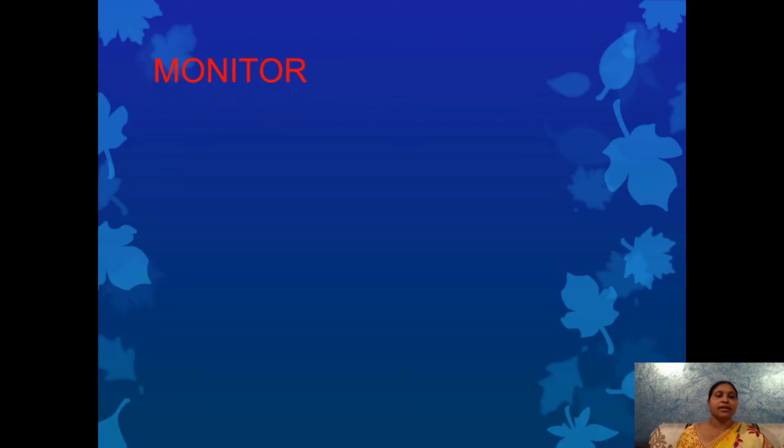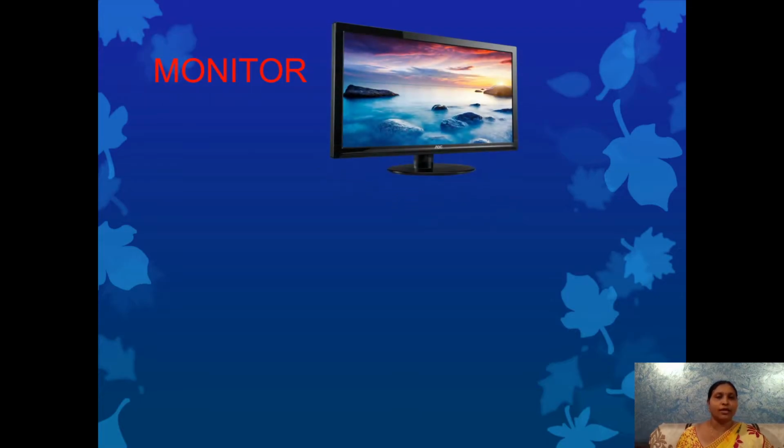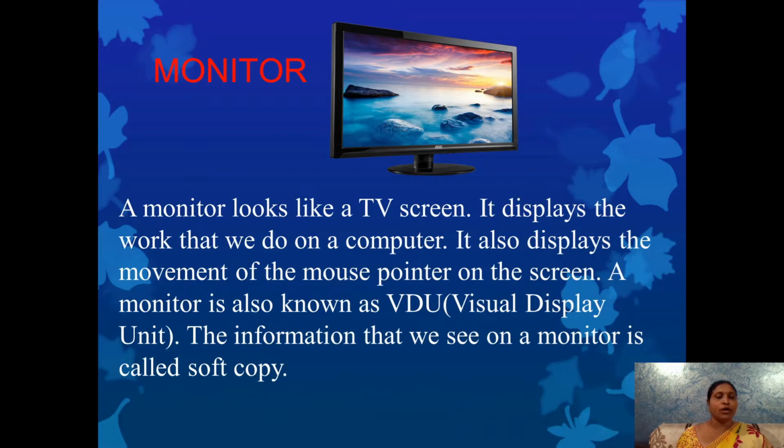Now coming to the next topic, that is the monitor. What is a monitor? A monitor looks like a TV screen. It displays the work that we do on a computer. It also displays the movement of the mouse pointer on the screen. A monitor is also known as VDU, Visual Display Unit. The information that we see on a monitor is called soft copy.